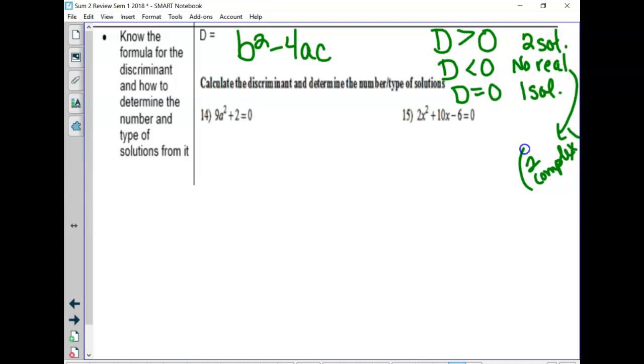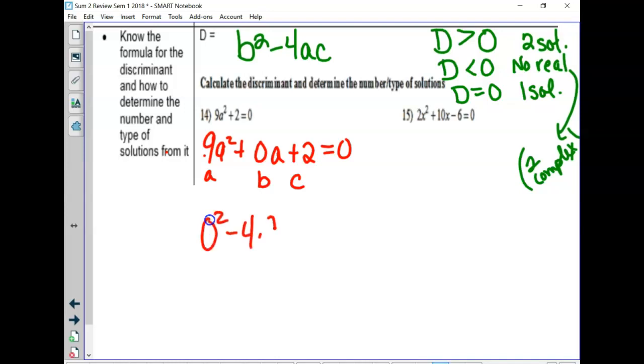So how do you find the discriminant on 14? All right, well, on 14, is there a b term? No, it's 9a squared plus 0a plus 2. So this is a, b, and c, which is weird because they use the letter a in the question. But b squared minus 4 times a times c would be negative 72. Did I do that right? So the discriminant is negative 72, and there are no real solutions.